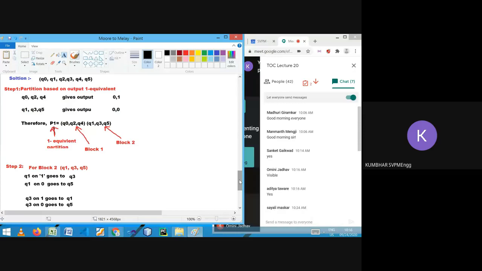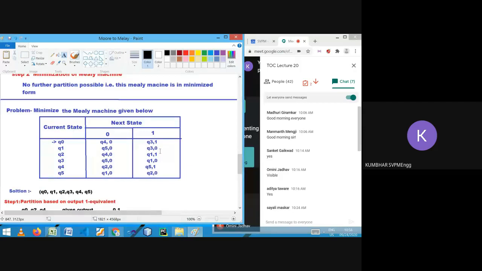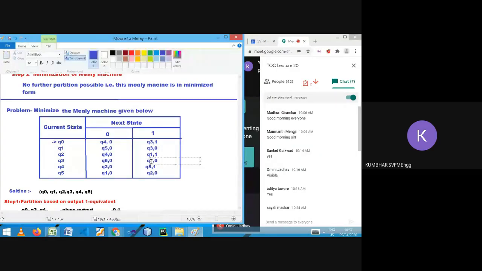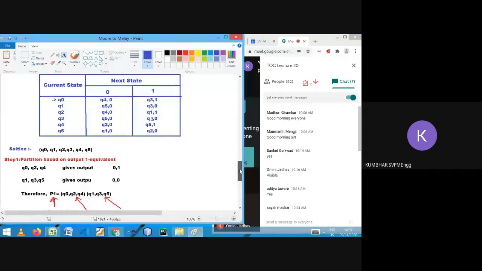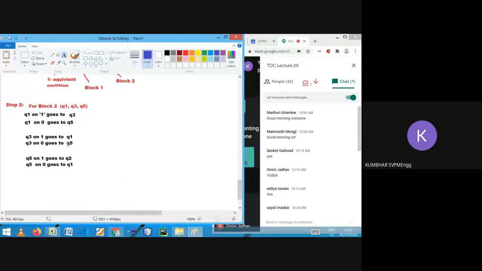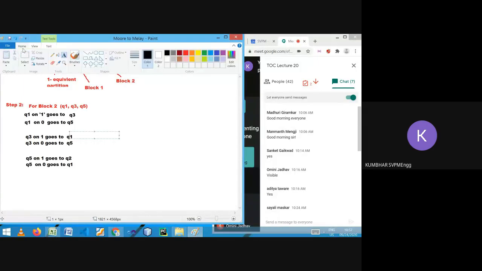Okay, one small change in the input. Sorry, here Q3 on 1, I showed it as 1, but it should be 3. So please make this correction. It is 3. Sorry, please make this correction. And then here Q3 on 1 we should write 3, that 3 here.